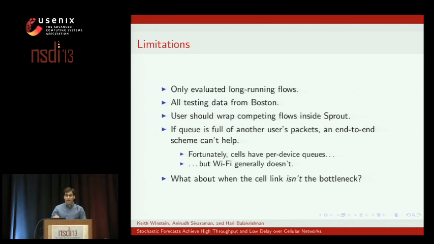But other networks like Wi-Fi don't have that thing. Wi-Fi has a shared queue, typically. So in an end-to-end system, you may require changes in the network to solve this kind of problem in Wi-Fi. People ask the question, what about when the cellular link isn't the bottleneck?